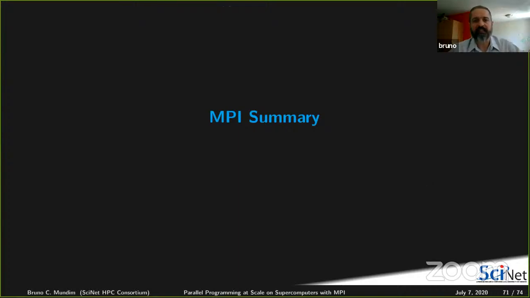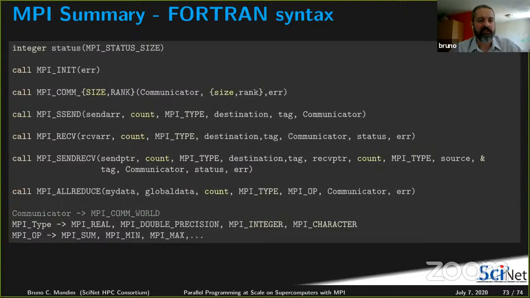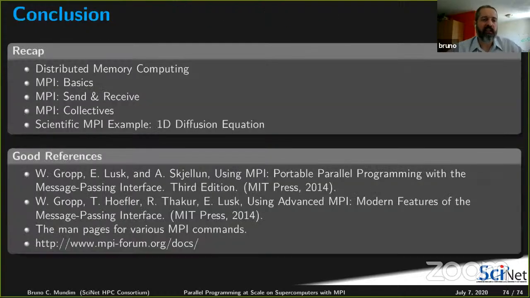My slides have some MPI summary of the C syntax and Fortran syntax, and I have a list of some good references that you could take a look at. Remember that every MPI function also has man pages. You can check out the man pages, and they will be helpful to answer your questions as well.